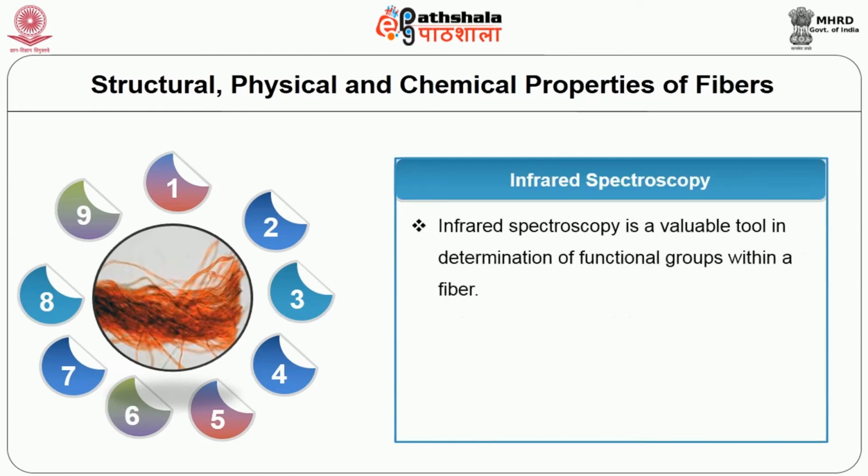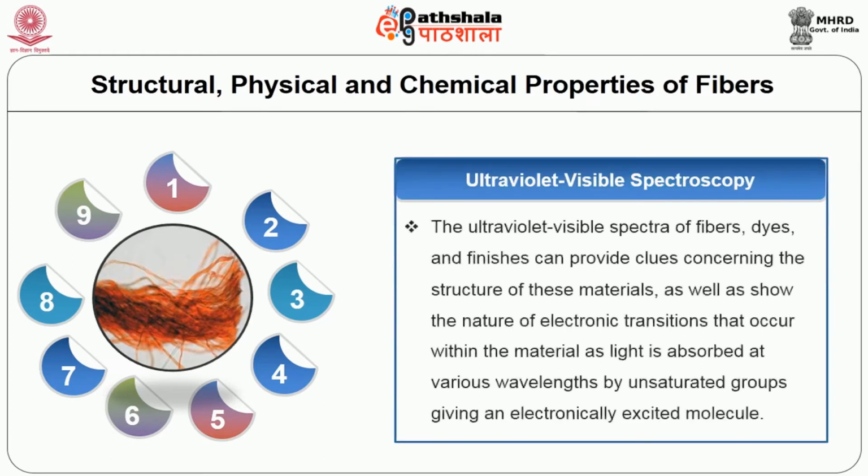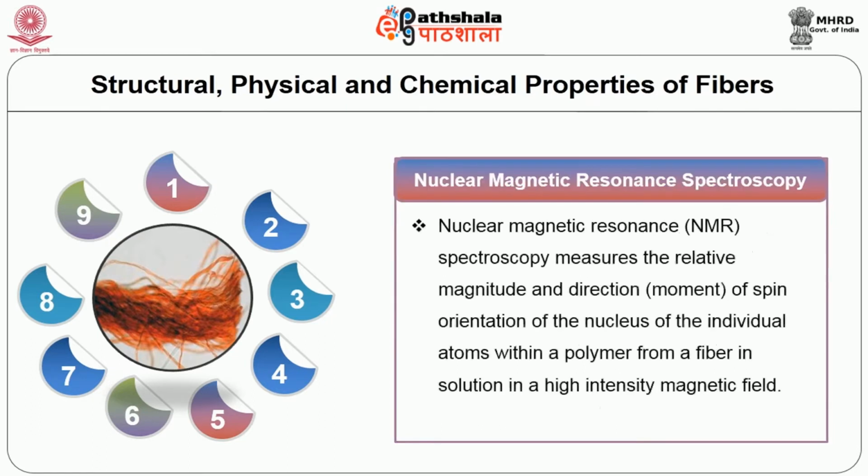Infrared spectroscopy will give valuable information for the determination of functional groups within a fiber, that is, which functional groups are present in the fiber. Ultraviolet visible spectrography will give an idea of the electronic transitions occurring during heating. This will give the unsaturated groups which will be in the excited state. There are some other methods available. Nuclear magnetic resonance spectrography, or NMR, uses a high intensity magnetic field so that the orientation of the molecules inside the fiber can be determined.